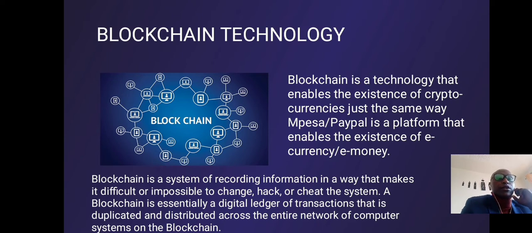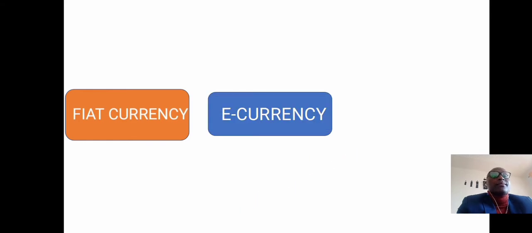Okay, so blockchain technology is just a technology that enables the existence of these cryptocurrencies, just the way M-Pesa or PayPal are platforms that enable the existence of e-money. So blockchain technology is just a technology that enables the existence of these digital currencies. I see some people confusing blockchain technology with Bitcoin. Bitcoin is not blockchain technology. It's just a digital currency on blockchain technology, because there are huge other things that can be done on blockchain interfaces by themselves. Okay, so this is basically how money has been evolving.